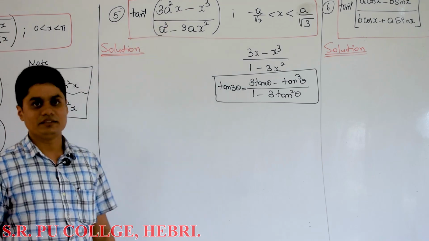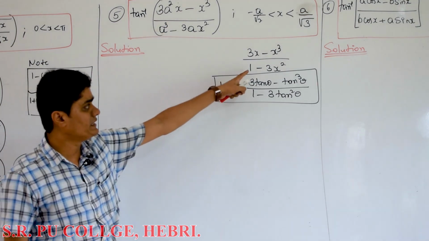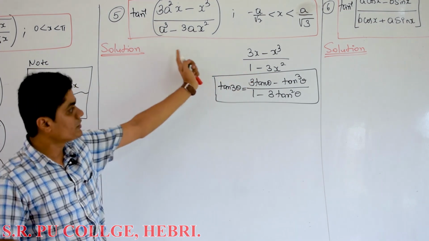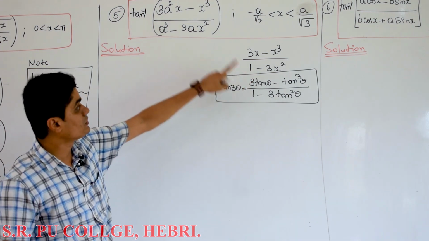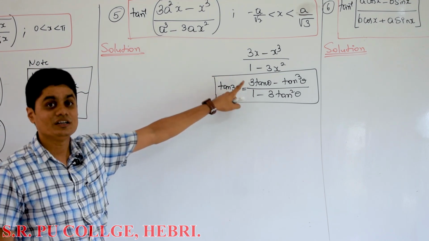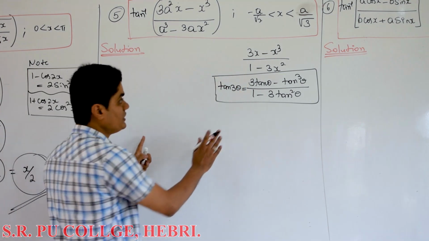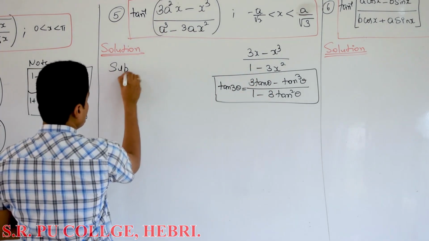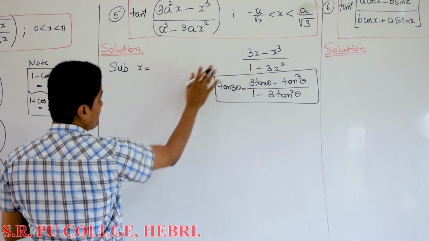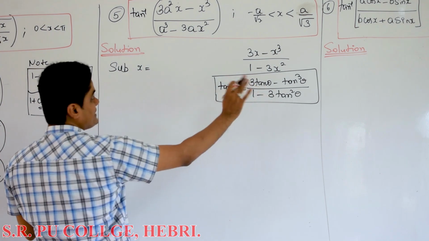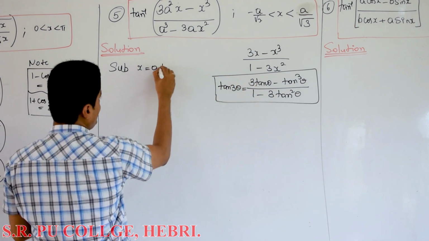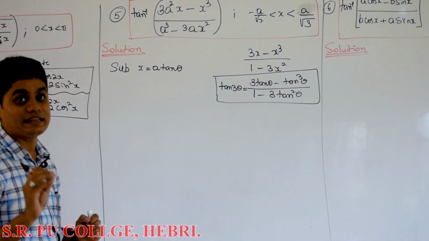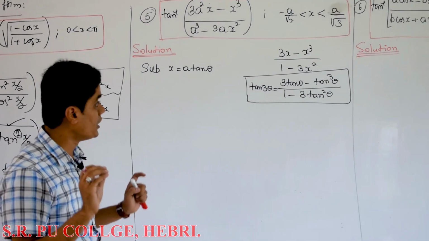But here a is present. So don't worry. Here what we did, we assumed a is equal to 1. So if a is not equal to 1, instead of substituting x equal to tan theta, you substitute x equal to a tan theta. I hope you understood. See the comparison, then decide. So what is the substitution? If a is 1, it is just tan theta. Since a is not 1, a is present, so it is a tan theta. So substitute x equal to a tan theta. I hope you understood how we decided this.